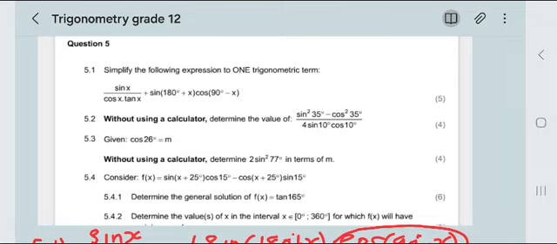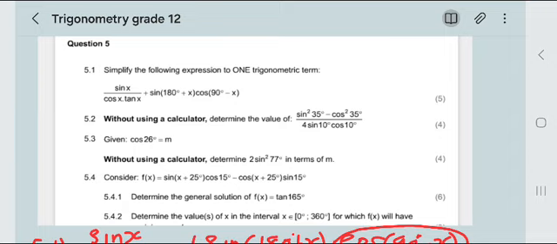So 5.2, we're given cos 26 is equal to m. Then they said without using a calculator, determine, even you see they use a bold color, so that you cannot make an excuse by using a calculator. So do not use a calculator. Determine sine squared 77 in terms of m.